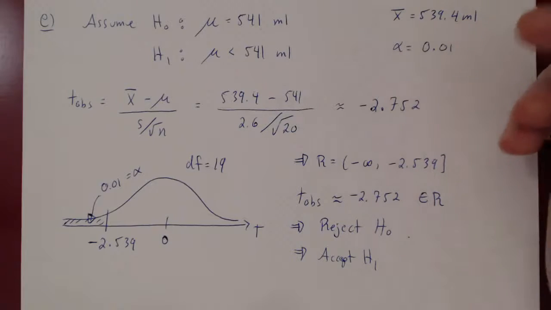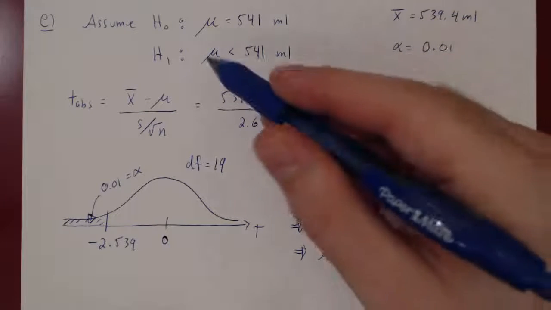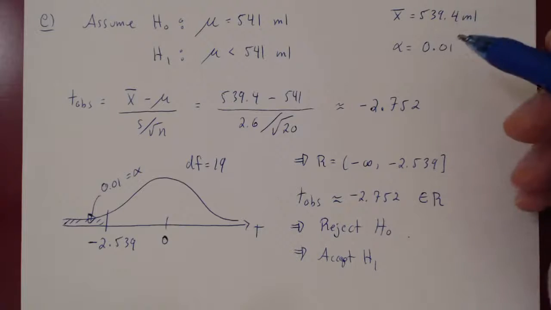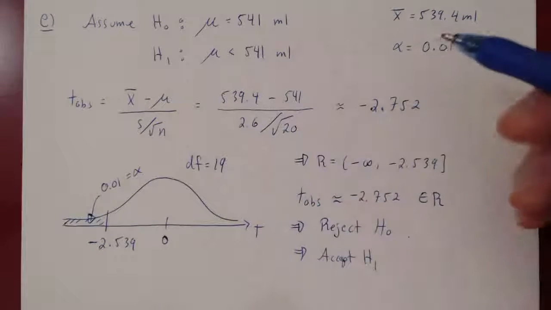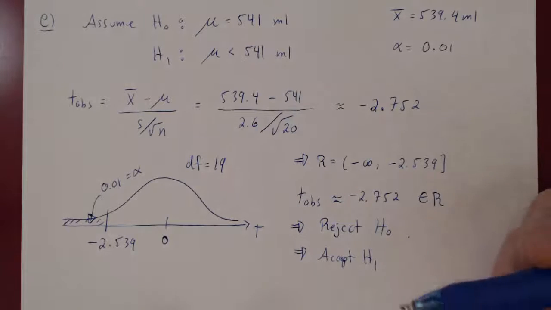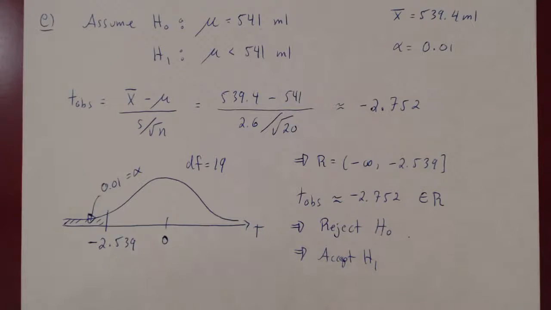So from the data gathered, it looks like the true mean, from a sample mean of 539.4 and a sample deviation of 2.6, is more likely less than 541, so the bottle filler is no longer calibrated.